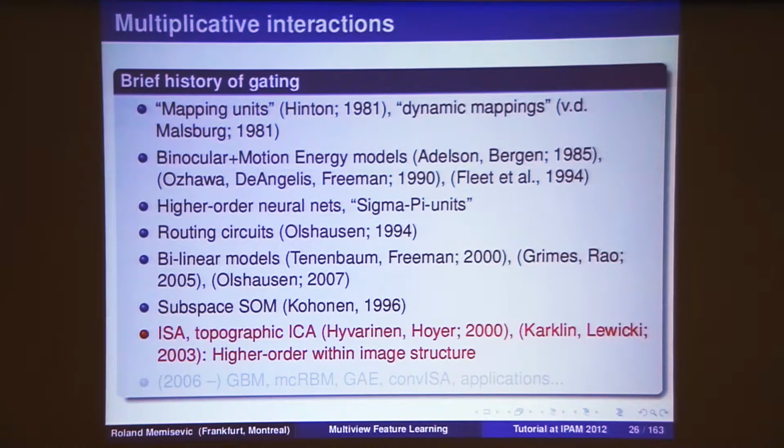And then, as I mentioned, ISA, topographic ICA, and all these kinds of models were proposed a couple of years later, and they are also instances of models that somehow introduce gating connections. But they are trained from data. And only since around 2006 or so have people started to really take those models and plug in two images and try to utilize that to get beyond object recognition, to learn to encode relationships between images.